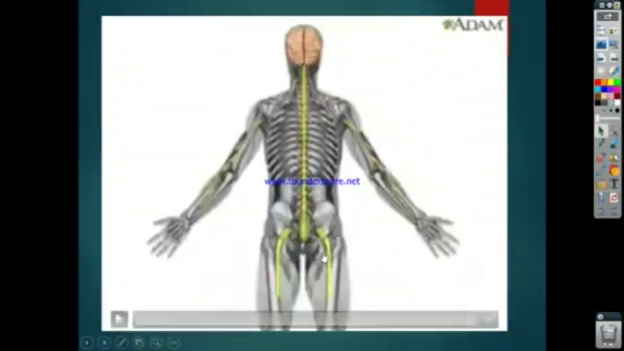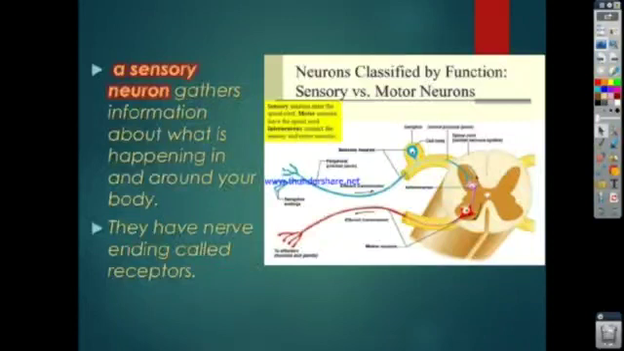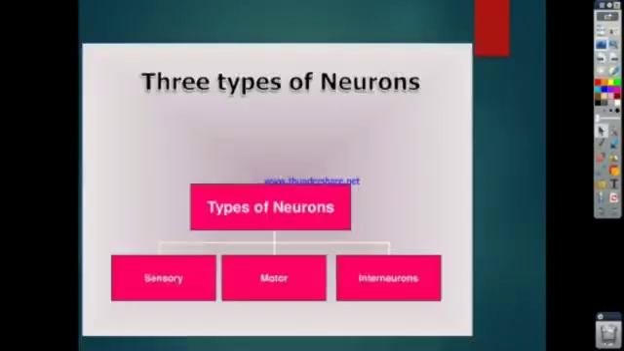Now, how many types of neurons are inside our body? We have 3 types of neurons: sensory neurons, motor neurons, and interneurons. In this lesson, we will study sensory neurons and motor neurons.